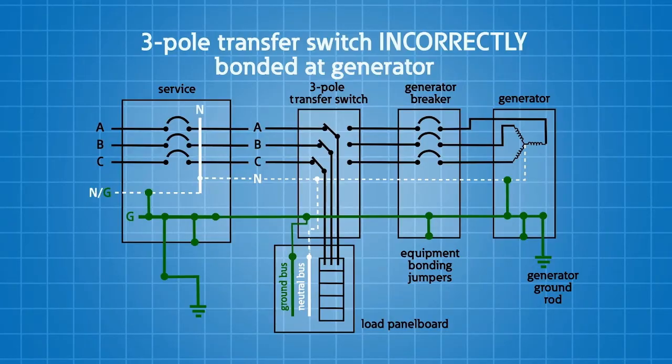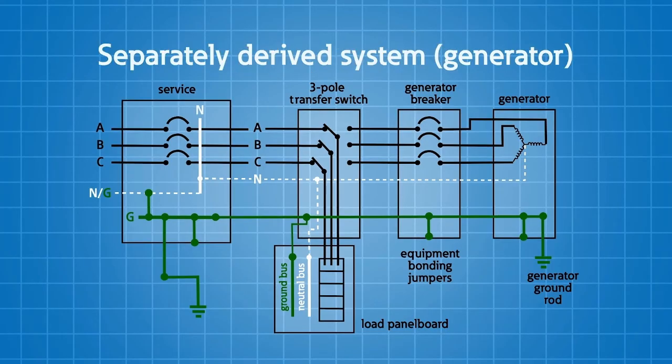A simple fix, if you didn't buy the right transfer switch, a 3-pole transfer switch, and you bonded that neutral in the generator, is to just lift the bond in the generator. Your generator instructions will tell you how to do that.